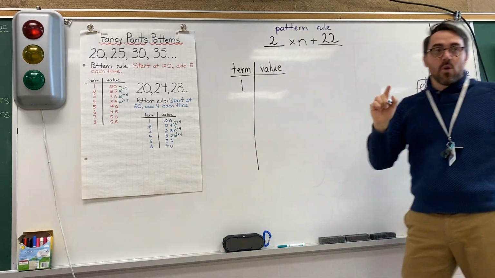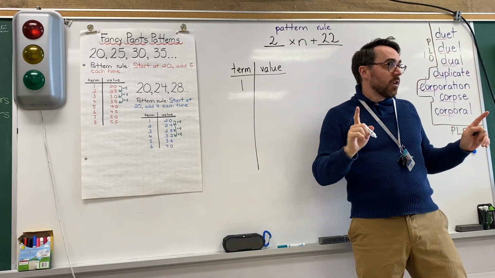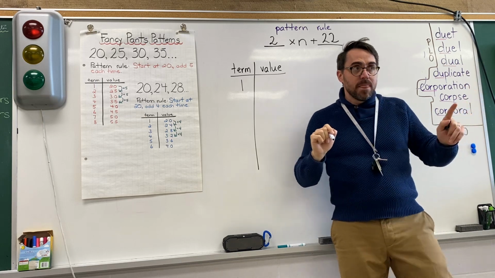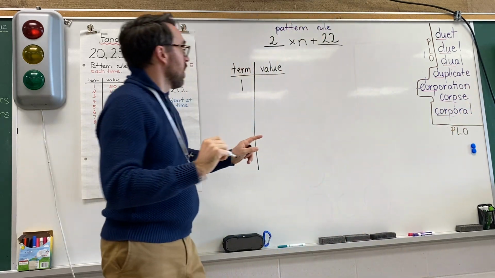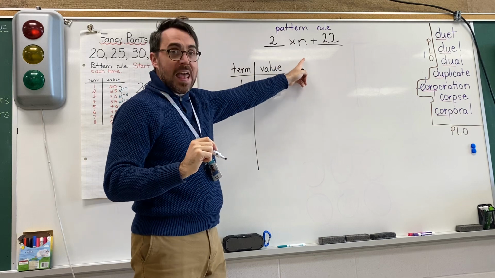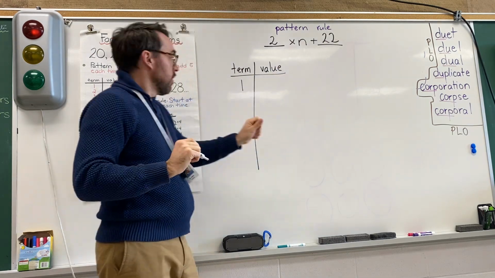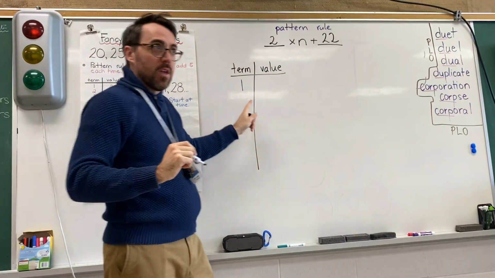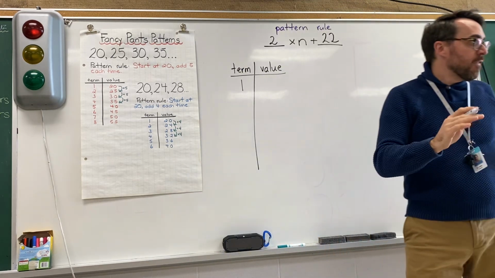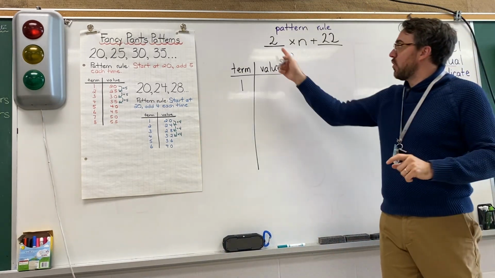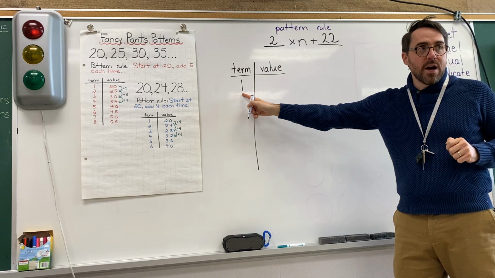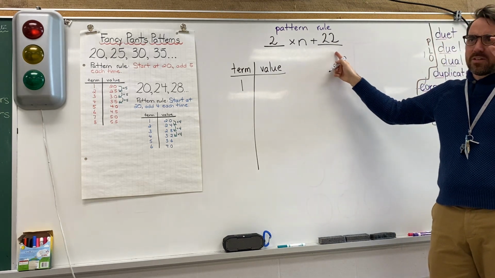Okay. So here's our patterning rule. You ready, Caleb? Here's our patterning rule, okay? So 2 times n plus 22. So here's our first term. So for our very first term of this pattern, it's 2 times 1 plus 22.